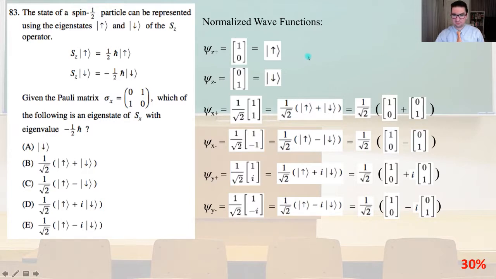So let's just look at each of our normalized wave functions. Our psi of z in the positive z direction is going to be (1, 0). That's going to be our spin up. Psi of z in our minus direction is going to be (0, 1). That's our spin down. So psi x in the minus direction is going to equal 1 over square root of 2 times (1, -1). That's going to equal 1 over square root of 2 times spin up minus spin down. Again, our up state was (1, 0), minus our down state, (0, 1). So it asks for minus 1/2 ħ in the Sx eigenvalue, and so that is going to equal answer C.